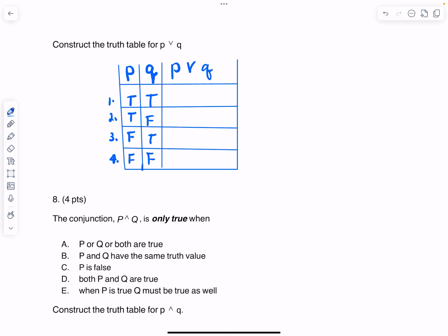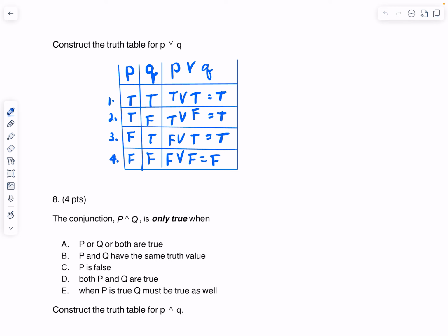So if I put the pieces together, I'm going to rewrite the P column. So true, true, false, false. I'm going to put the or symbol. And I'm going to do the Q column, which is true, false, true, false. So again, we just went over this. For or, the only time it's false is when both are false, which I see in row 4. Otherwise, it's true. So if it has at least one true, the result is true. So true or true is true. True or false is true. False or true is true. And finally, false or false is false.